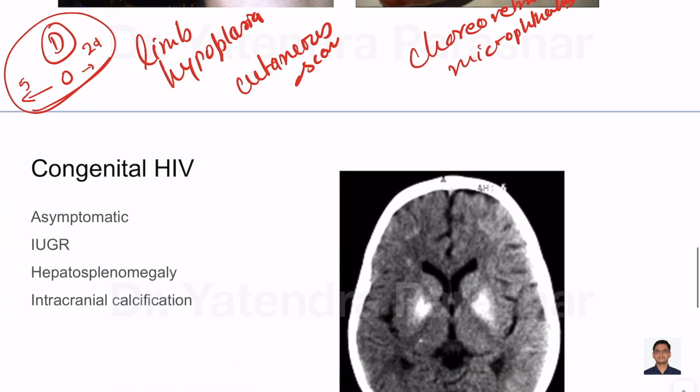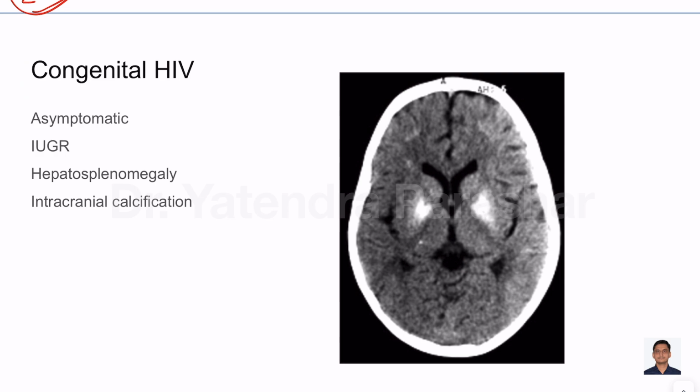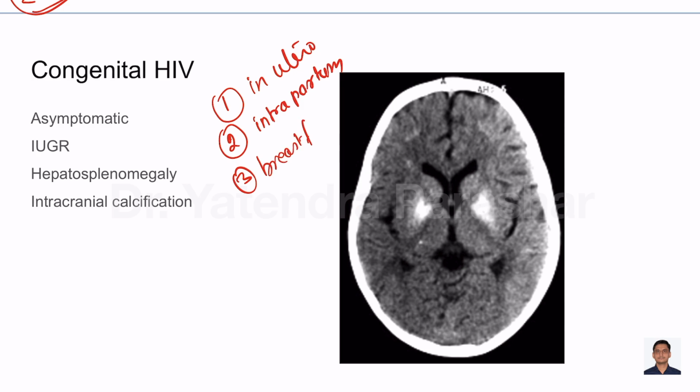Now come to another infection, that is the congenital HIV infection. It is caused by the vertical transmission of HIV during the pregnancy. First, during the pregnancy, that is in utero transmission. Second is during the delivery or labor, that is intrapartum transmission. And third is during the breast feeding, that is postnatally.